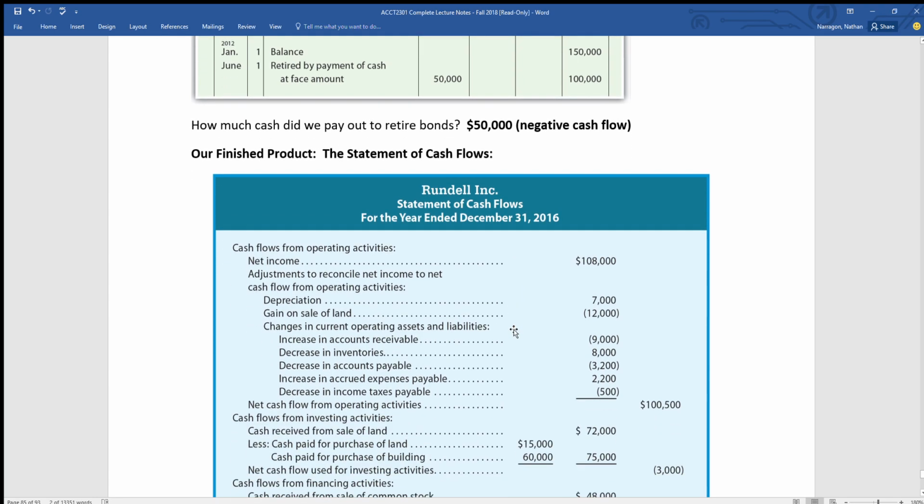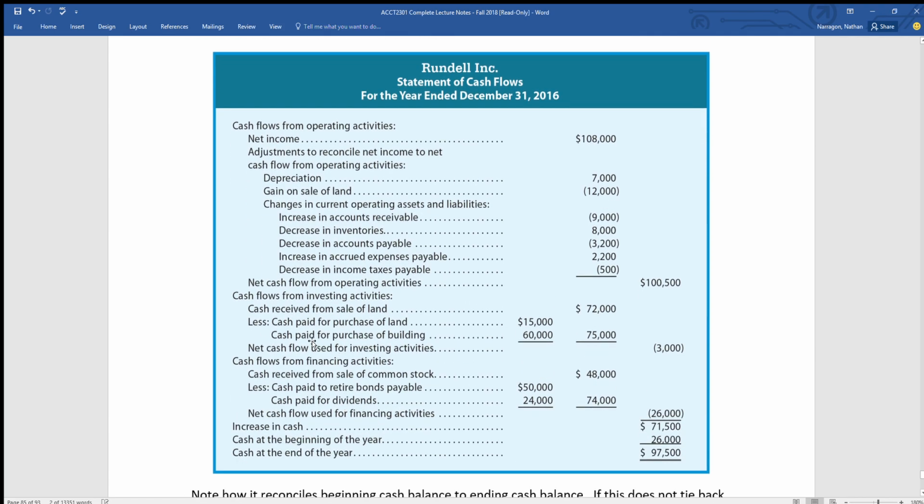So overall, we can actually piece this together. Okay, here was our operating that we did before. Then here is investing, which we did the cash received from the sale of land, and what we paid for purchasing of land and buildings. So we actually have a $3,000 loss in cash, or the flow of cash, in our investing. That's not bad. That means we're actually buying and we're expanding the business.